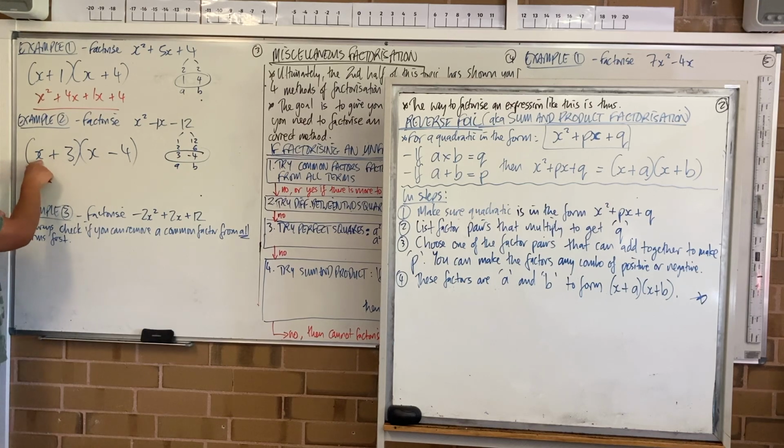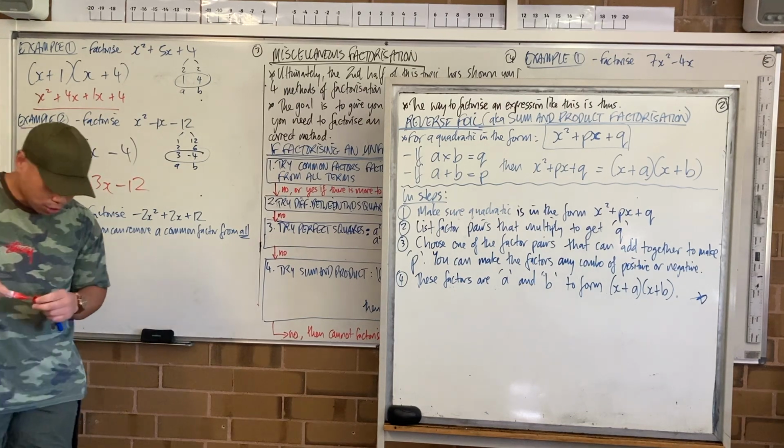X squared. X times negative 4 is negative 4x. 3 times x is positive 3x. 3 times negative 4 is negative 12. What does negative 4x plus 3x give you? Negative 1x, negative x.